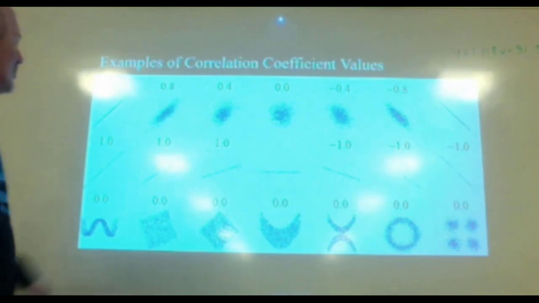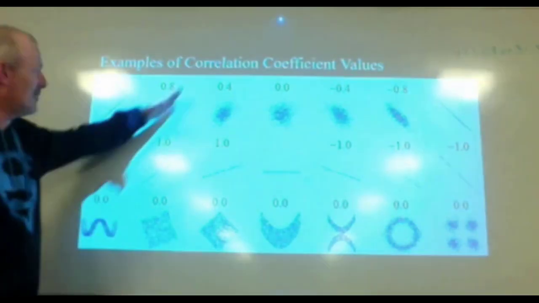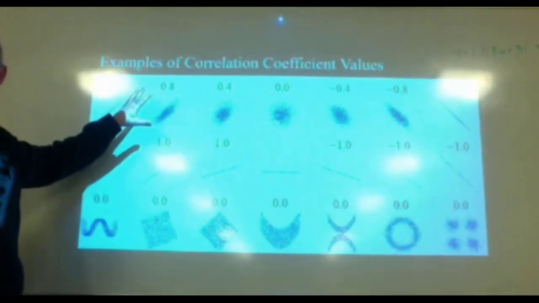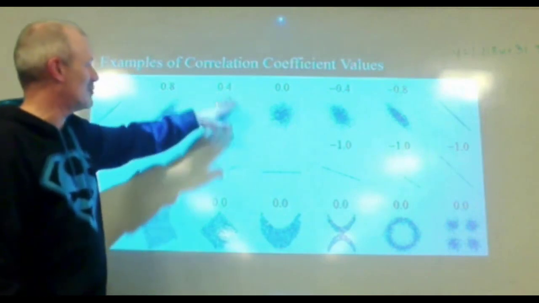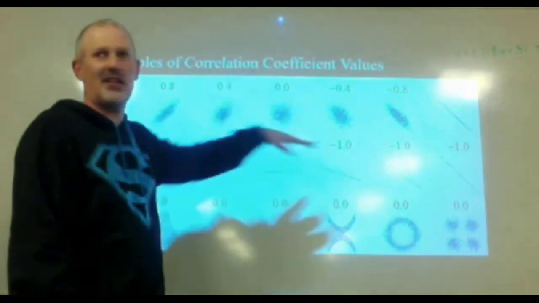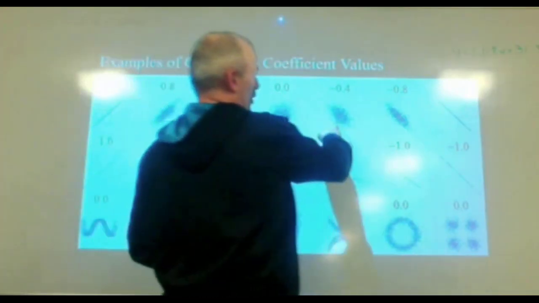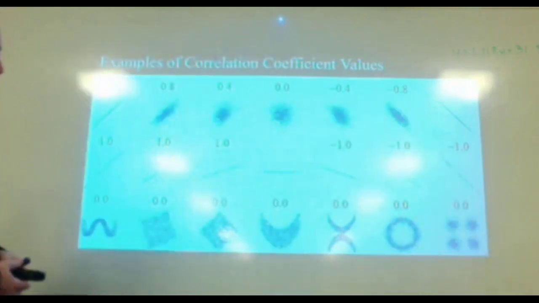Then we've got some other ones. Notice the 0.8, pretty close to 1, and you can definitely see the upward trend, but notice how it's more spread out, data points. 0.4, you can still kind of see that upward trend, but it's more blobbish and more spread out. You get to 0 and it's just kind of like a bunch of stuff all over the place. And then you got the -0.4 and the -0.8 kind of similar to the positive ones, right?